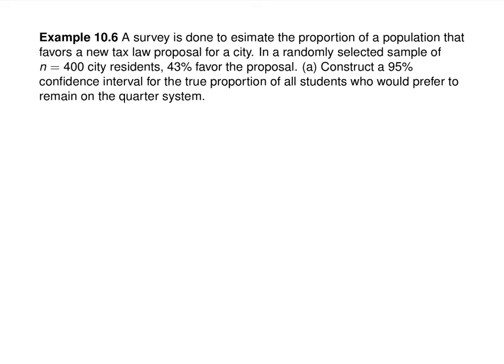A new survey is done to estimate the proportion of a population that favors a new tax law proposal for a city. In a random sample of 400 city residents, 43% favor the proposal. Make a 95% confidence interval for the true population proportion of all people, taxpayer opinion. Oh, this is silly. I must have copied and pasted.